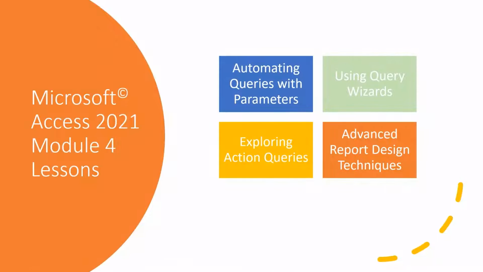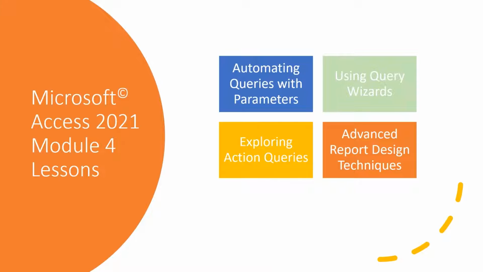Module 4, we're going to do more advanced things with queries, as well as some advanced report design techniques. So we're going to start with automating queries with parameters. So in the previous module, we did a query criteria where we said just show us California and Oregon, customers that are in California and Oregon. With a parameter query, the end user can make those choices before they run the query. So it gives prompts, and you'll see that in our first lesson here. Then we're going to go into using query wizards.